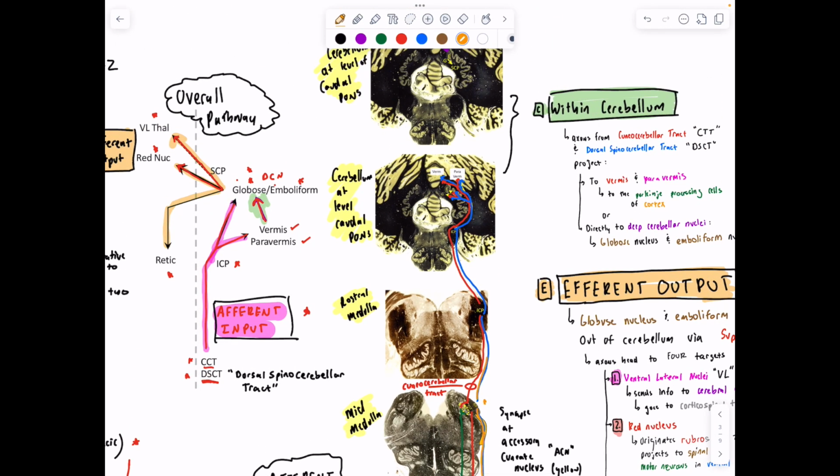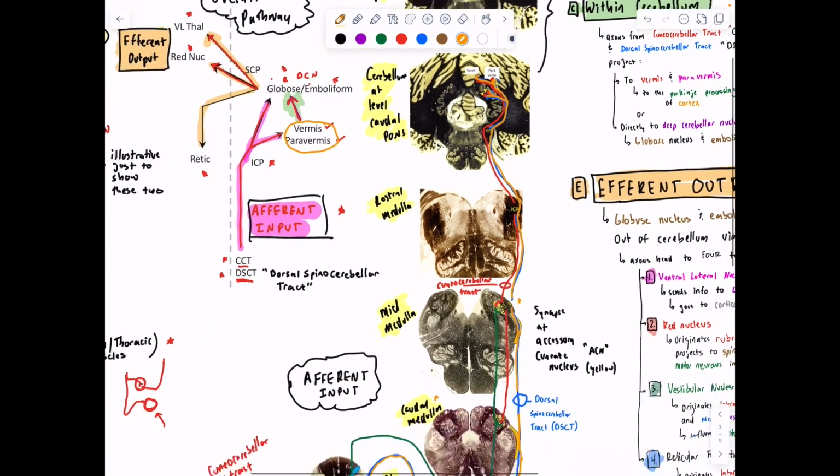So again, this inferior cerebellar peduncle is present throughout medulla. Here's rostral medulla, and then inferior cerebellar peduncle. Here we go, and we go straight to the paravermis region or the vermis region. Again, that's this, or we can go directly to the emboliform or the globose deep cerebellar nuclei. All right, so that's the input.